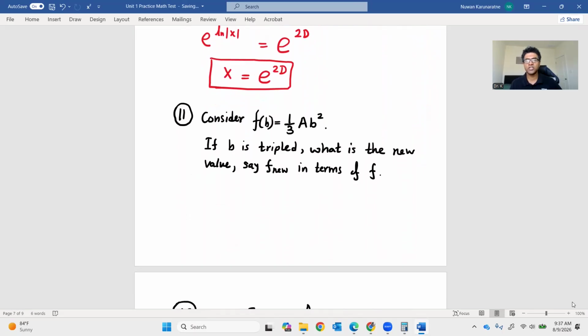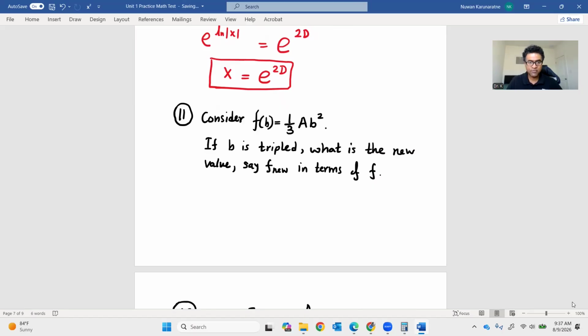So I have a function of b, f(b) equals 1/3 a b squared, where a is a constant. It's not going to change, but b can change. That's why the function's variable is b. The question is, if b is tripled, what is the new value, say f new, in terms of f?